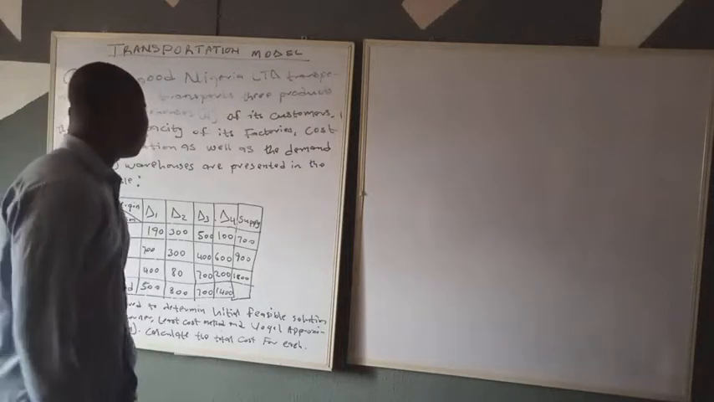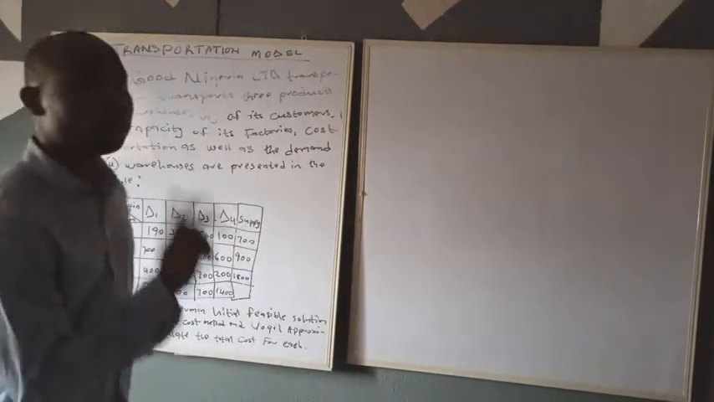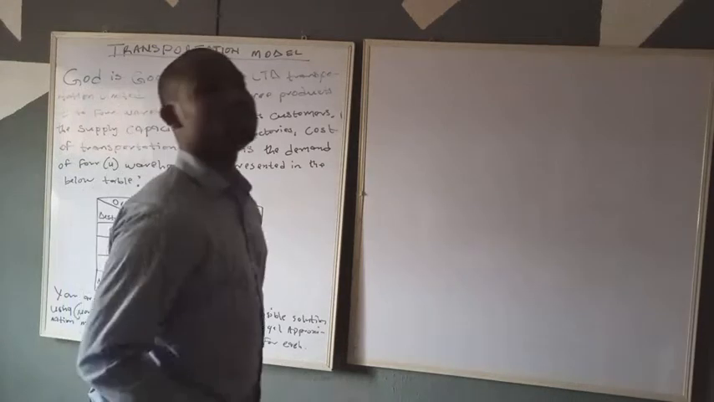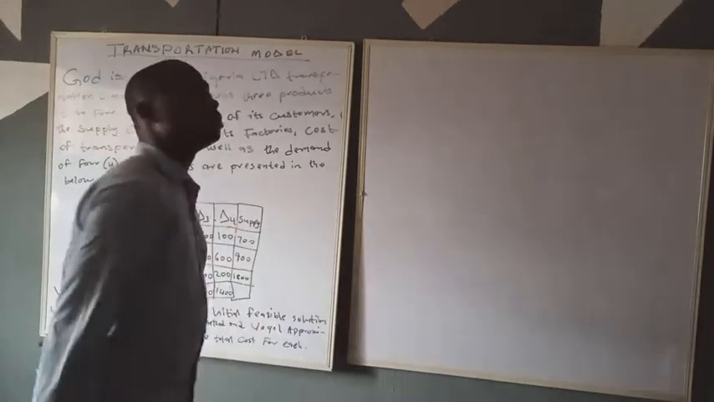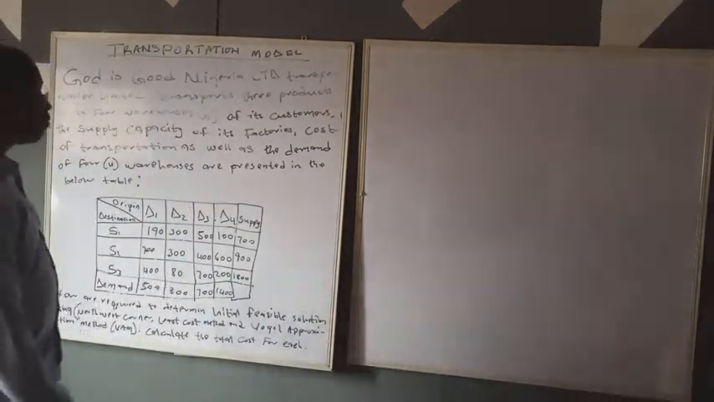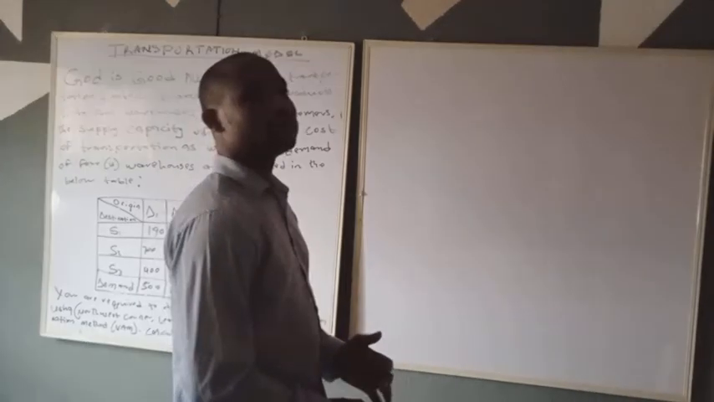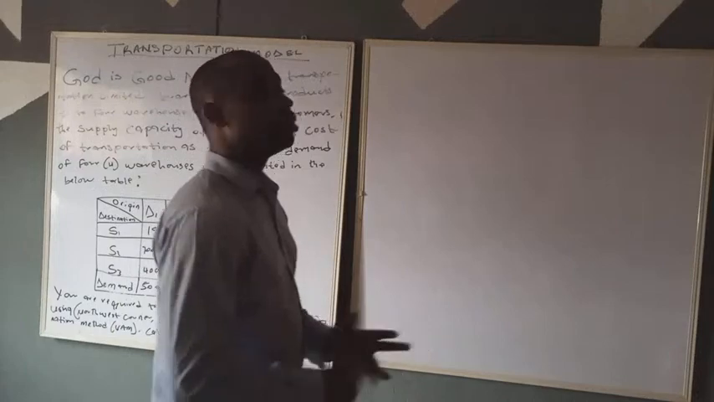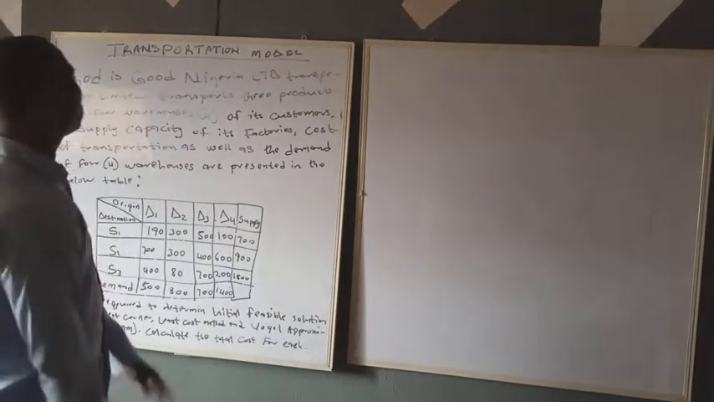So we'll be solving this question on transportation. When we calculate for transportation model, there are three different methods that you can use in order to know which one is going to be the most optimized one. So we have the northwest corner method, the least cost method, and the one they call Vogel approximation method. So we'll be using the three on this topic.